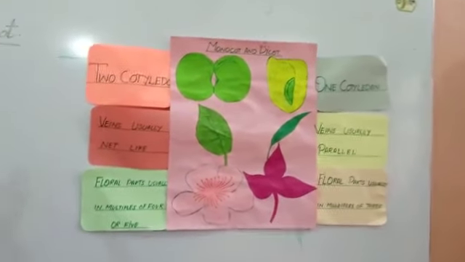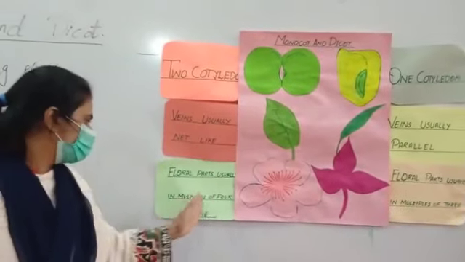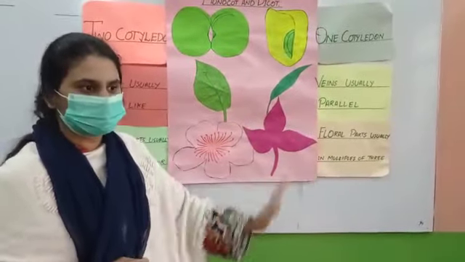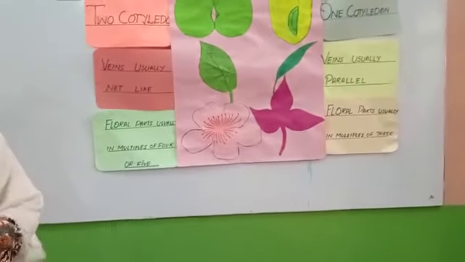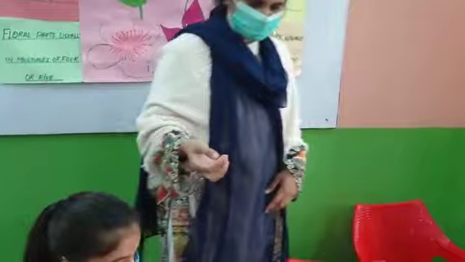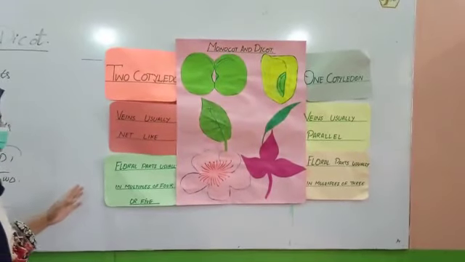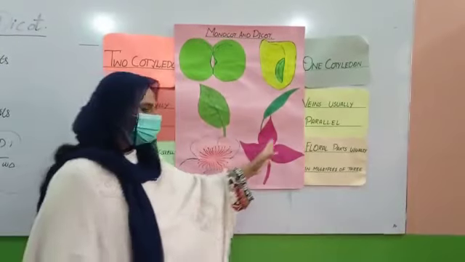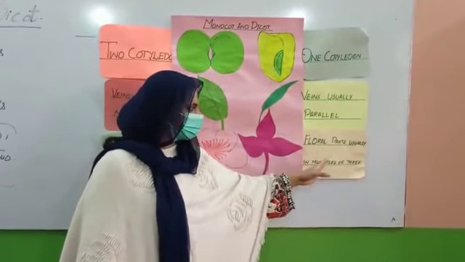Next is floral parts. Dicots have floral parts usually in multiples of 4 or 5, and monocots have floral parts usually in multiples of 3.